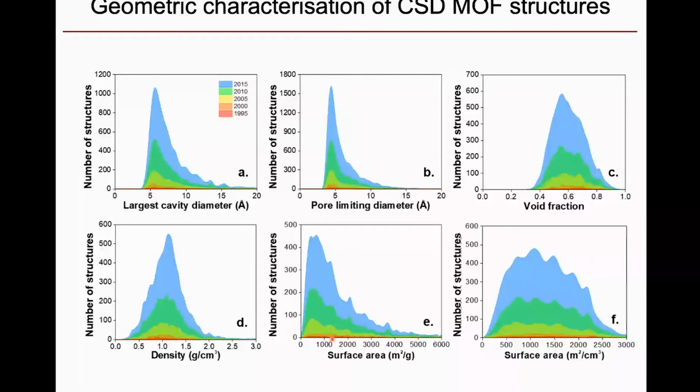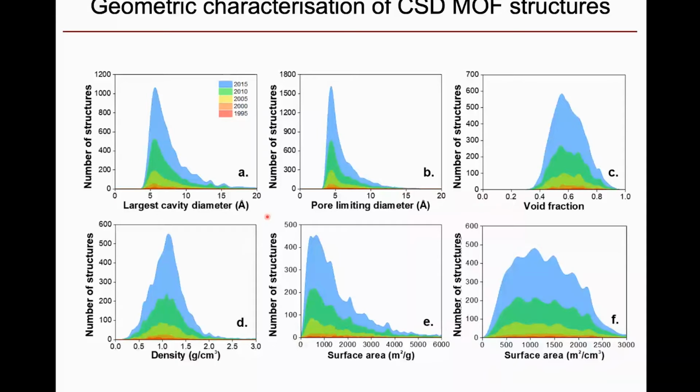And this is most probably because historically people were actually interested in developing MOFs for gas adsorption and separation applications. And for those applications, you need basically structures that interact strongly with your adsorbate molecules. And normally those MOFs have average to small pore sizes.